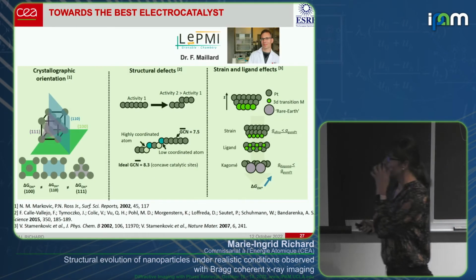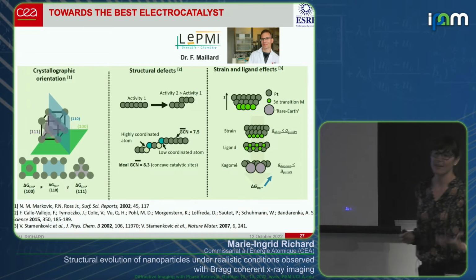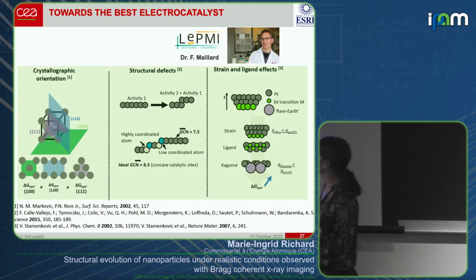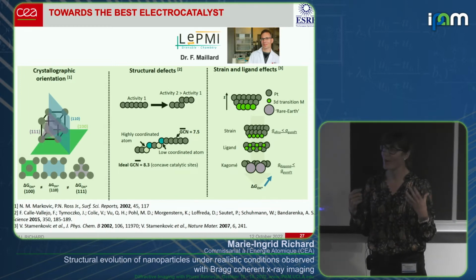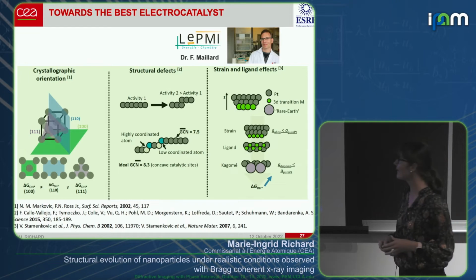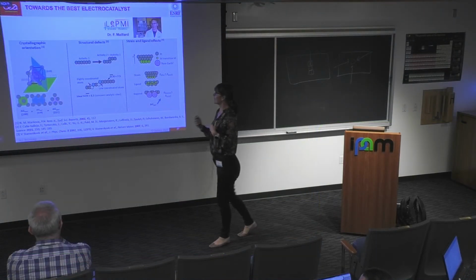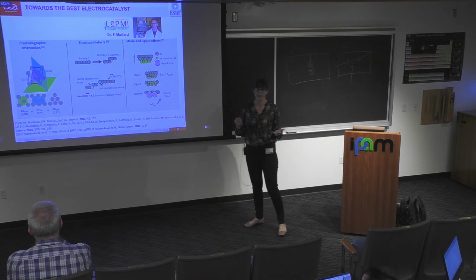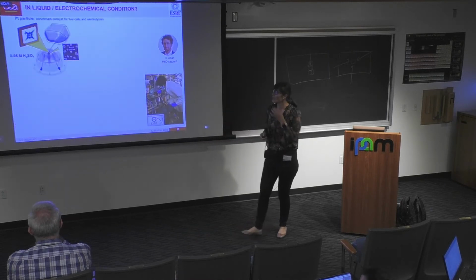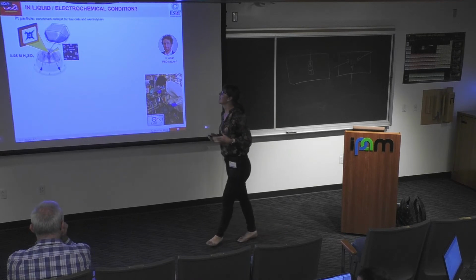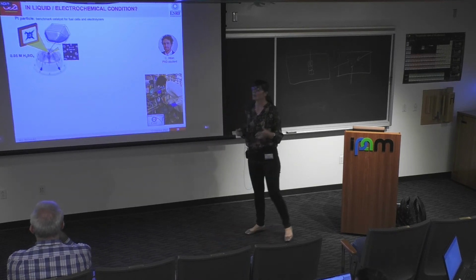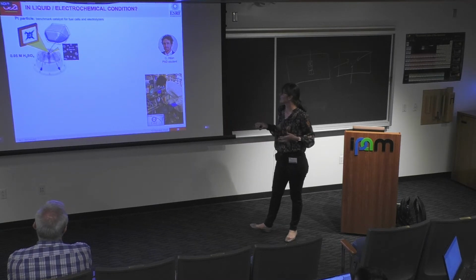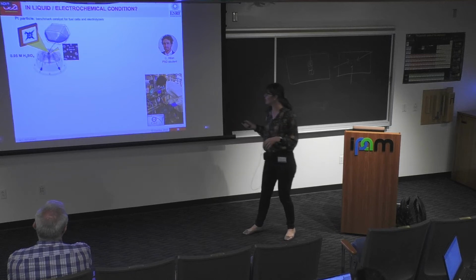So now I want to move on to the liquid experiment. I showed you some results on the gas experiment. The electrochemists want to find the best electrocatalyst. For this, it can depend on the crystallographic orientation, structural defects, strain, and ligand effects. Again, we will stay with platinum particles because they are benchmark catalysts for fuel cells and electrolyzers. And this is in the framework of the PhD of Clément.